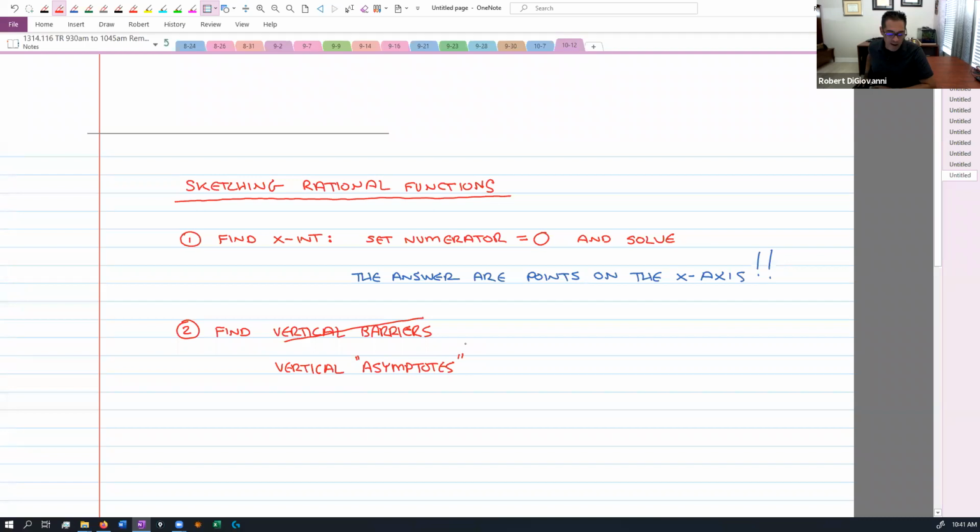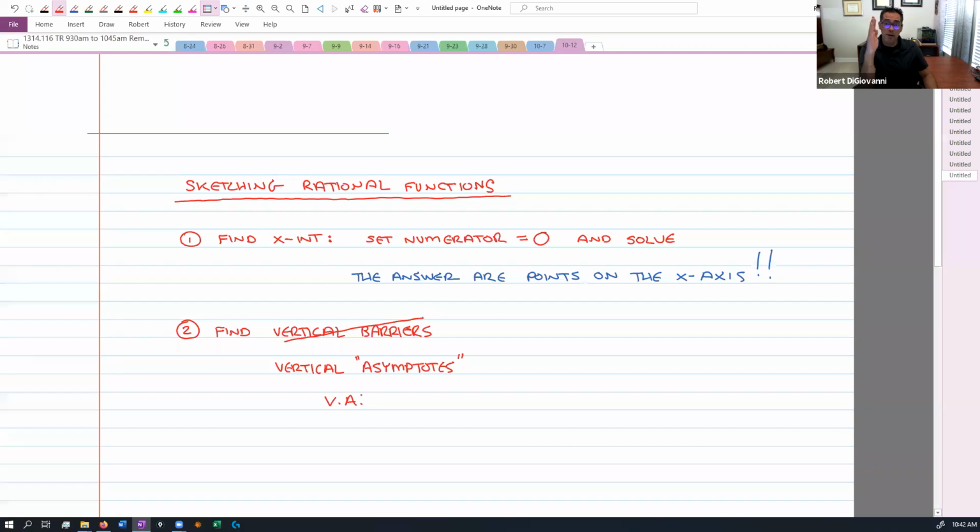It's a weird word. Asymptote. It's like the M and P are kind of silent in some way. Say it real fast, no one will care. So we're going to find those vertical barriers, which are actually called vertical asymptotes. I'm going to refer to these from here on out as VAs. We don't have to write it down.